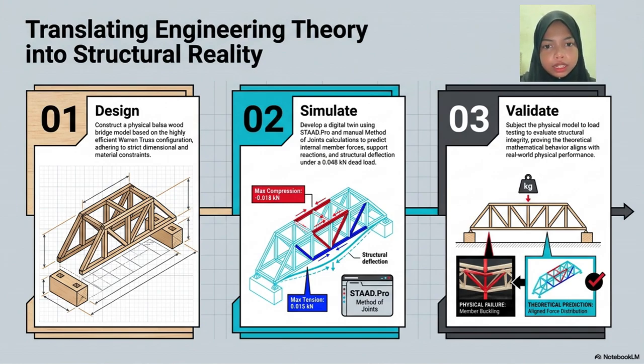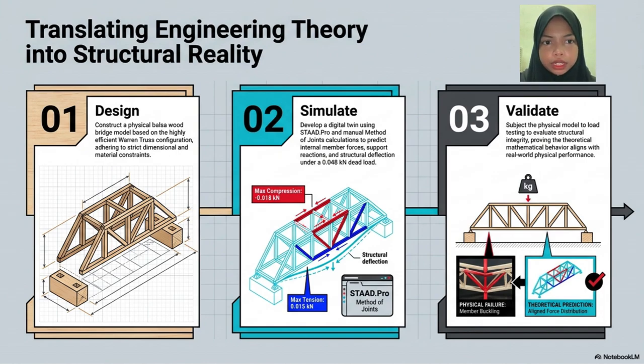Next is the simulation stage. We create a digital model using StartPro and also perform a manual analysis using the method of joints. This analysis allowed us to determine the internal force in each truss member, calculate the support reactions, and predict the structure deflection under 0.048 kN dead load. And the simulations identified which members were in tension and which were in compression.